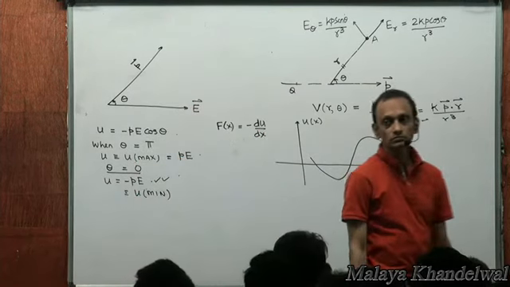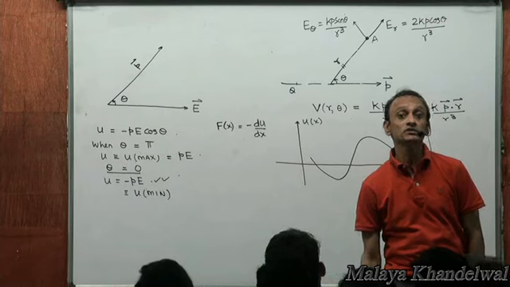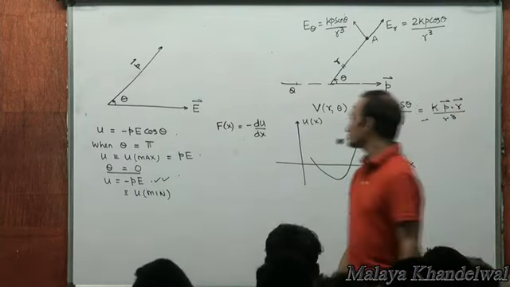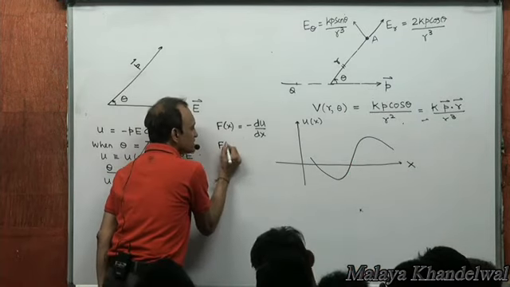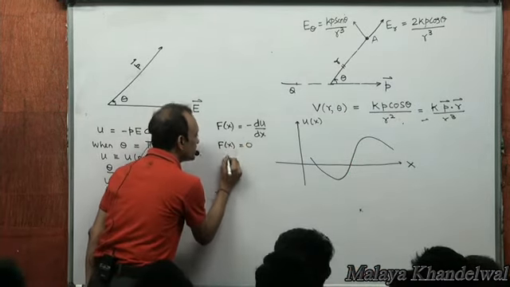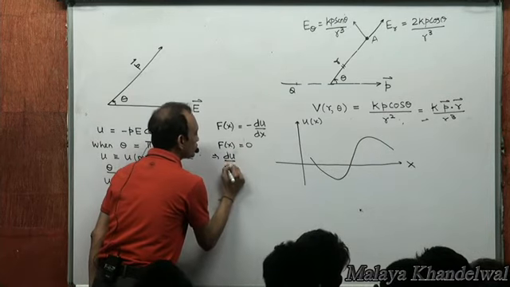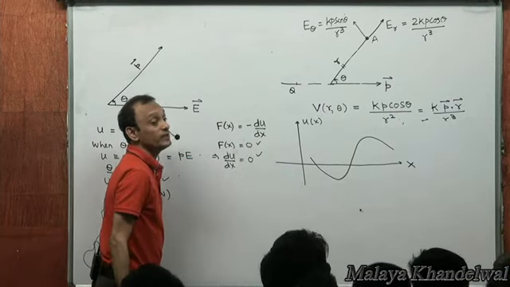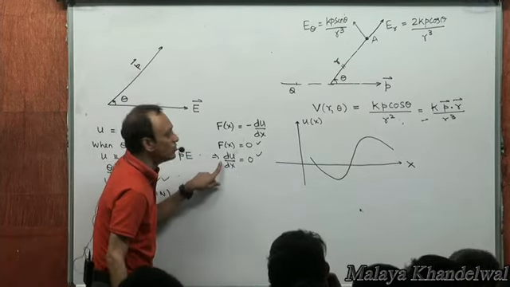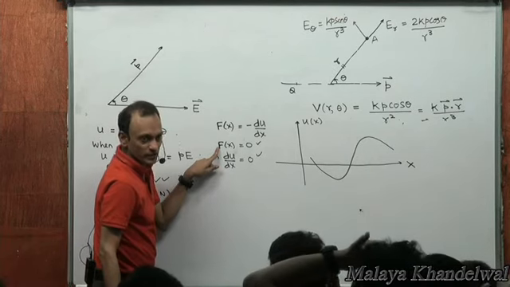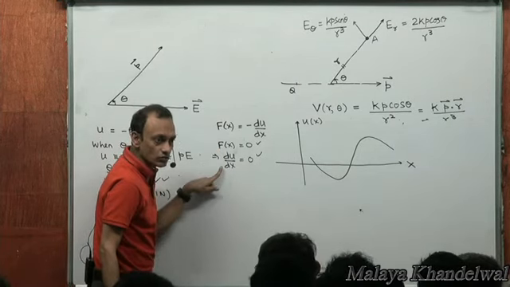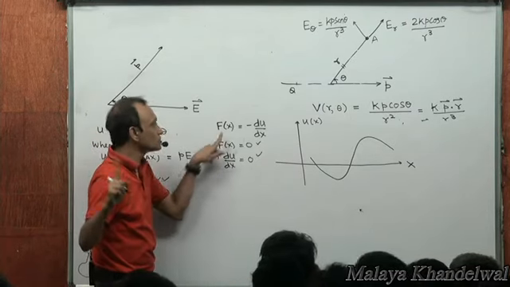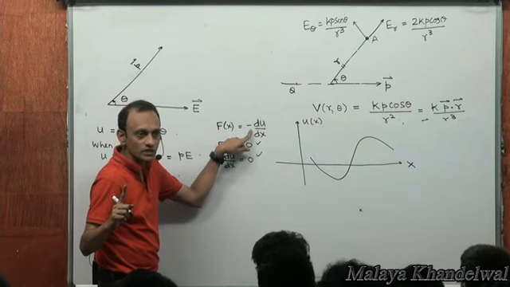Yes or no? If du dx is 0, the force is 0 and the particle is in equilibrium. Right? Fx is 0 means du dx is 0, and the particle will be in equilibrium. Wherever du dx is 0, the particle will be in equilibrium, because force is given by minus du dx.